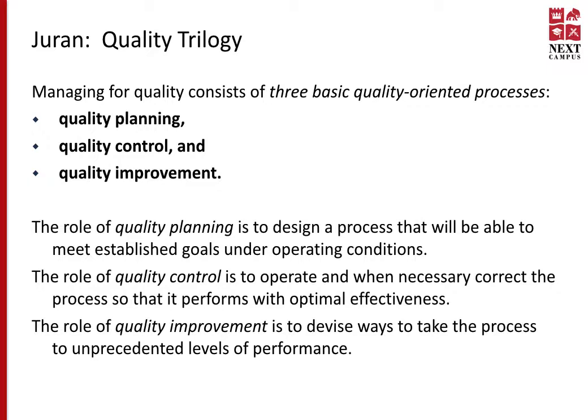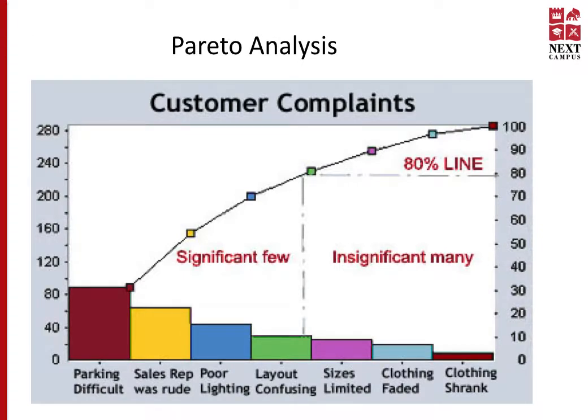Juran's quality trilogy is about quality planning, quality control, and quality improvement. Quality planning is to design a process that will be able to meet established goals under operating conditions. Quality control is to operate and, when necessary, correct the process so that it performs with optimal effectiveness. And quality improvement is to devise ways to take the process to unprecedented levels of performance. This is an example of the 80-20 rule. Try and fathom the 20% of the issues that contribute towards 80% of the problem.